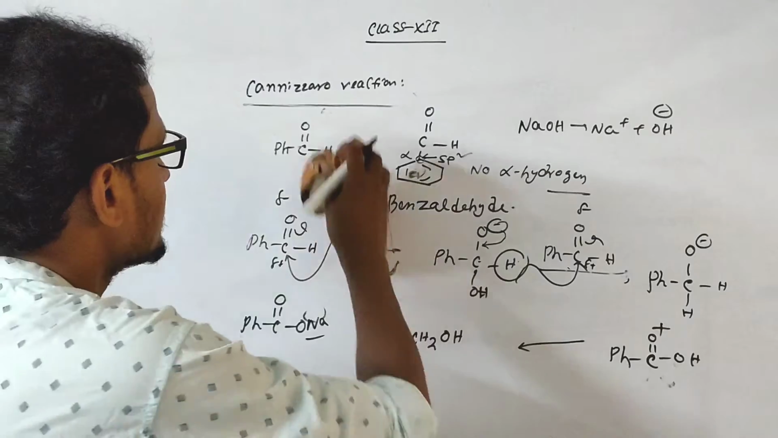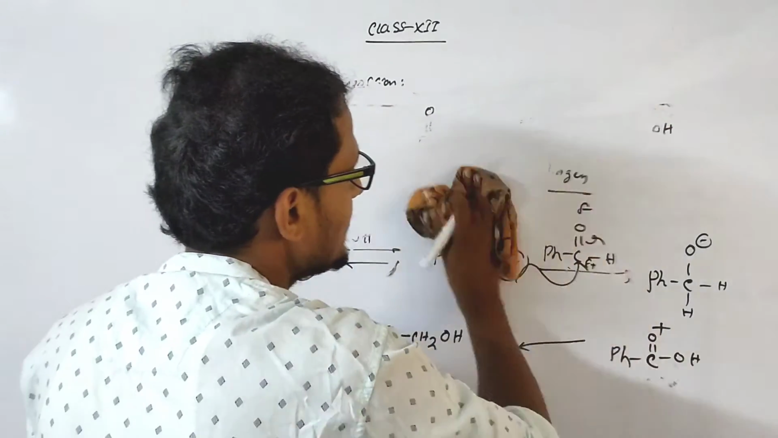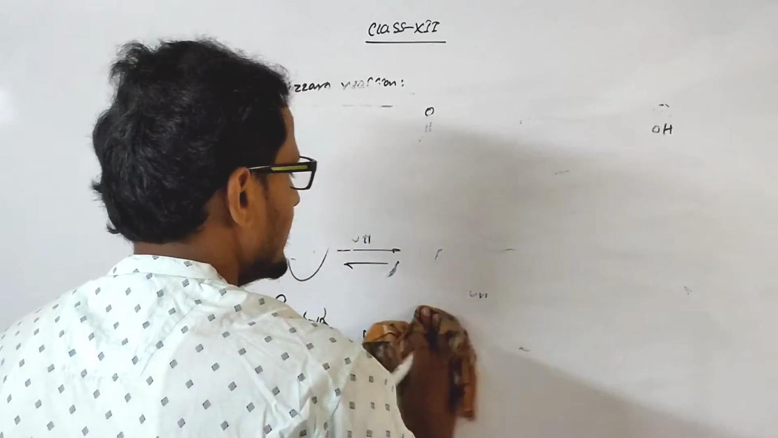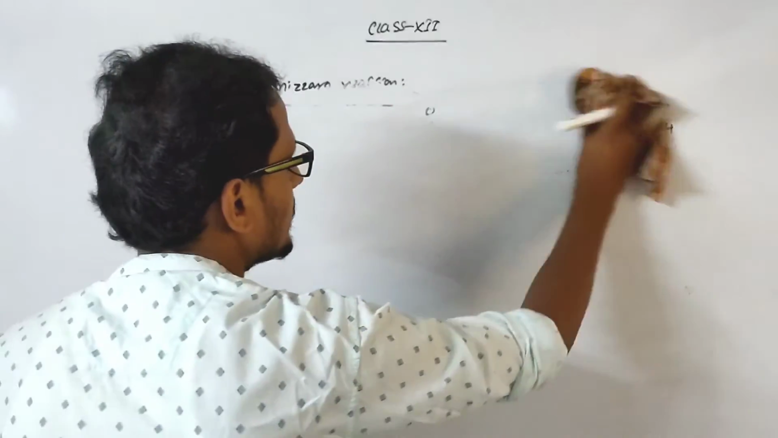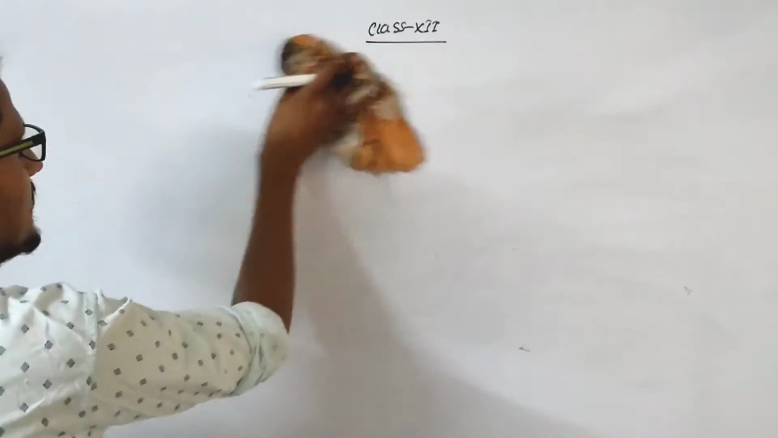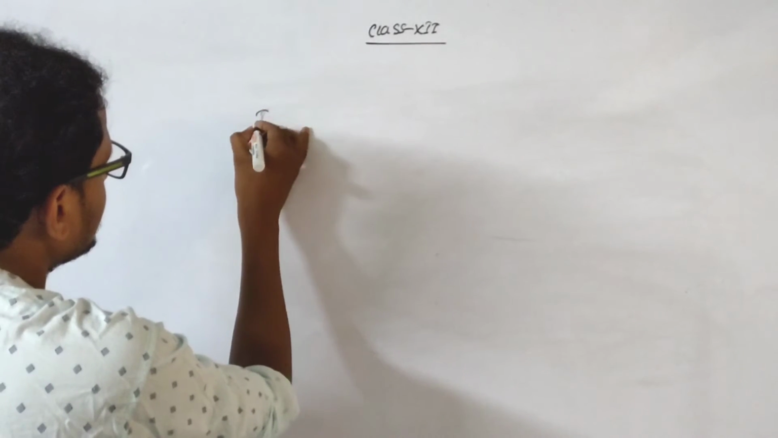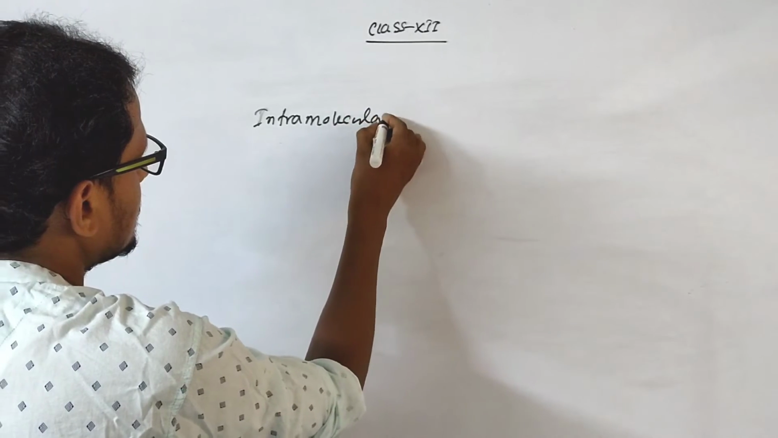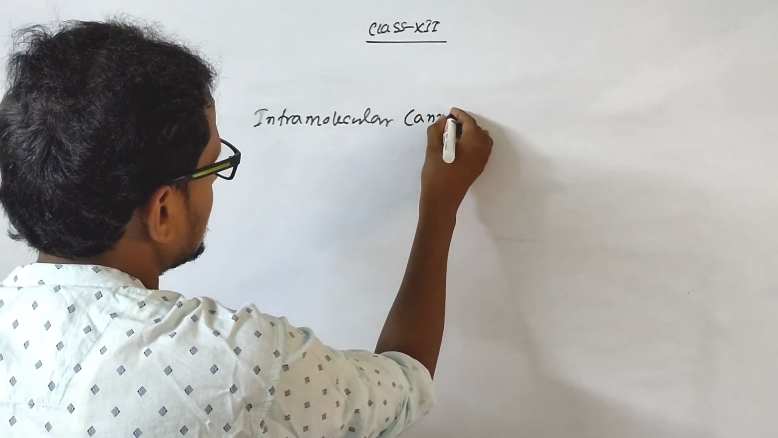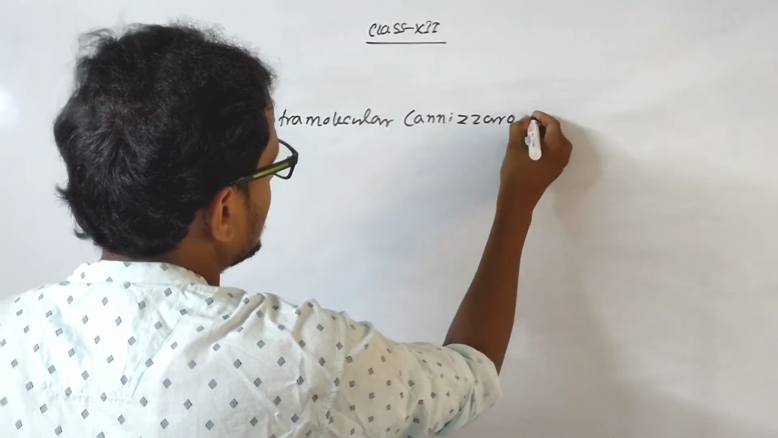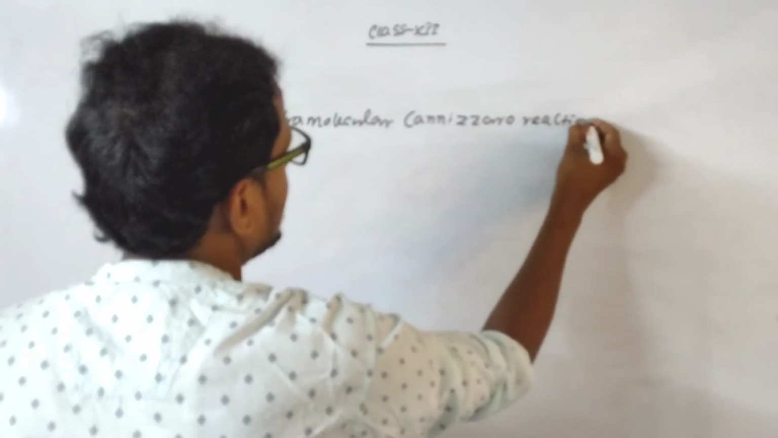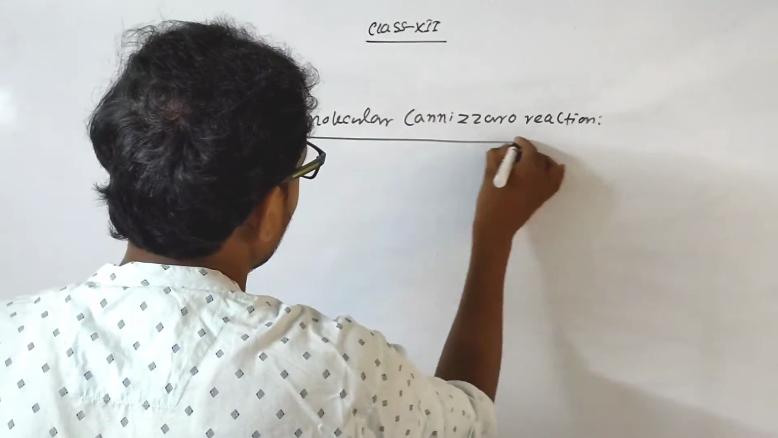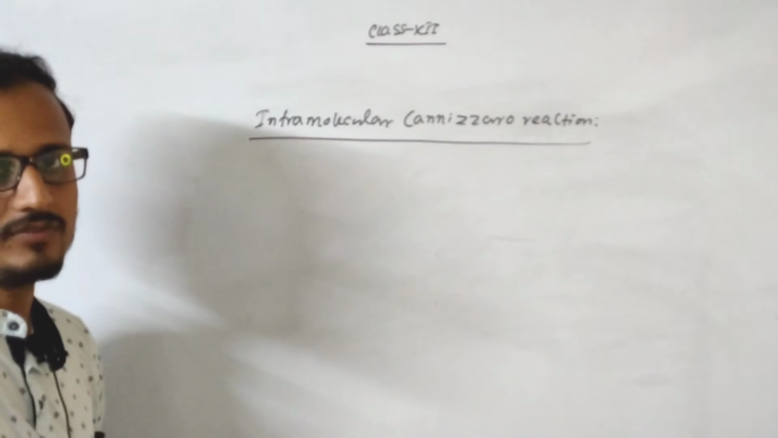Now we'll discuss another type of Cannizzaro reaction, that is called intramolecular Cannizzaro reaction, and it is also very important. Intramolecular Cannizzaro reaction. Now in a particular molecule there will be an alcohol and a salt of an acid.